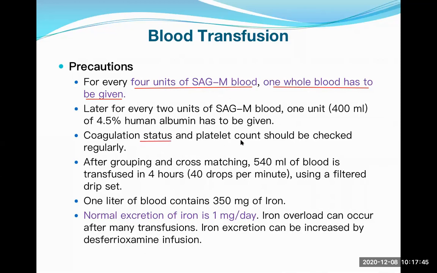Coagulation status and platelet count should be checked regularly. After grouping and cross-matching, 540 ml of blood is transfused in 4 hours, that is 40 drops per minute using a filtered drip set. Now see here, it contains 540 ml of blood in a packet, and that is usually given in 4 hours. You don't need to write this, the sisters will calculate this for you. You just give this much blood in 4 hours. They will set this 40 drops per minute on their own using a filter drip set. It is also available there.